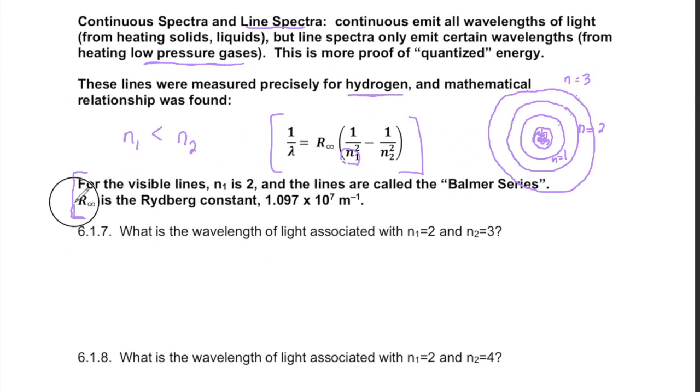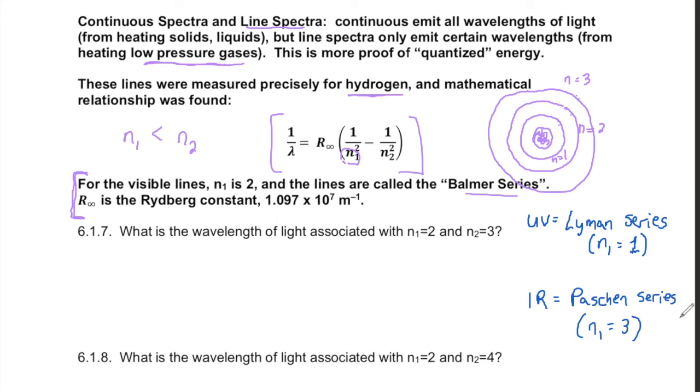In addition to the visible line spectrum of hydrogen, hydrogen also can emit wavelengths in the UV range and in the infrared range. These particular examples end up with wavelengths in the visible range, and these are called the Balmer series. So just for a little trivia, in addition to the visible lines when n1 is 2, we also have some UV lines called the Lyman series when n1 is equal to 1, and some infrared (IR) radiation being emitted called the Paschen series when n1 is 3.